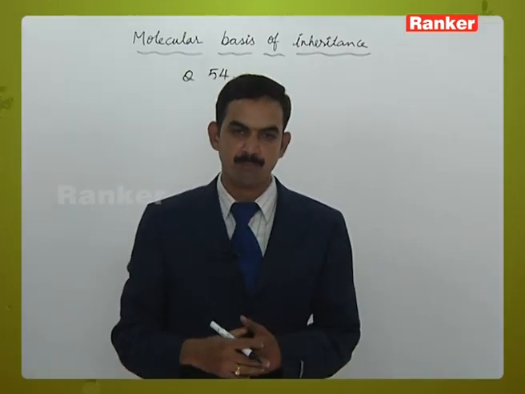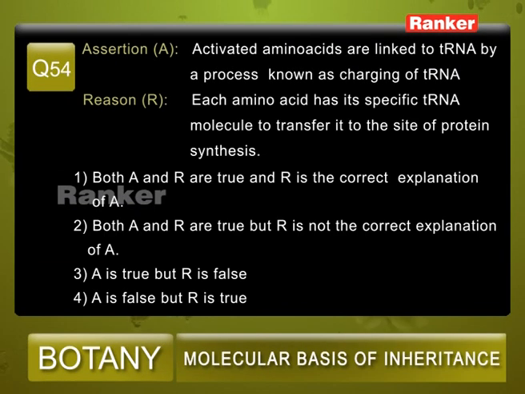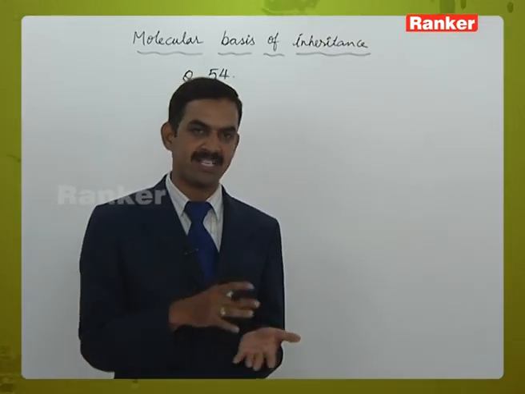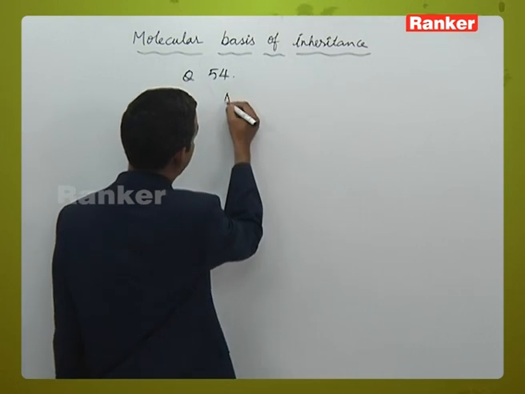Question number 54. Assertion: activated amino acids are linked to tRNA by a process known as charging of tRNA. Reason: each amino acid has its specific tRNA molecule to transfer it to the site of protein synthesis. From this we have to identify which of the statements are correct, or whether both of them are correct. So let us come to the assertion statement.